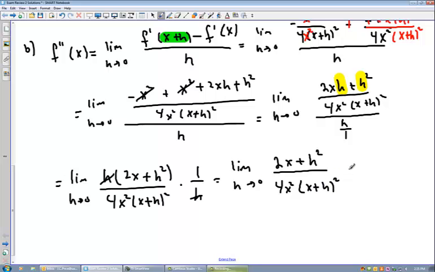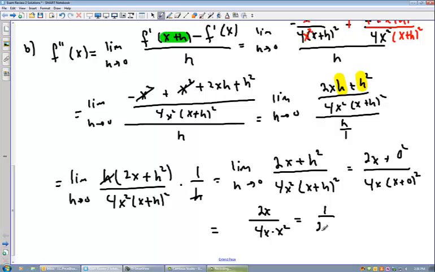And now I'm going to plug in h equals 0. So I drop off the limit, so it's gone. So 2x plus 0 divided by 4x times the quantity x plus 0 squared. And then that's equal to a 2x on top, and then I have a 4x times x squared on the bottom. And so the 2's are going to cancel and an x is going to cancel. So I'm going to have 1 over 2x cubed. And so there's my second derivative using the definition.